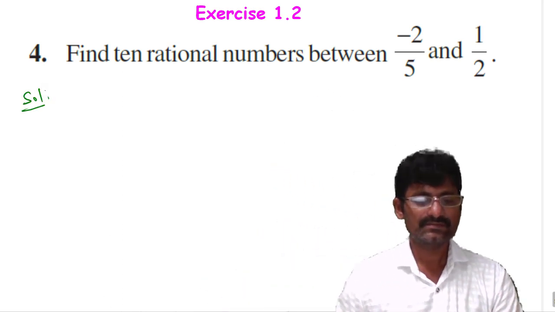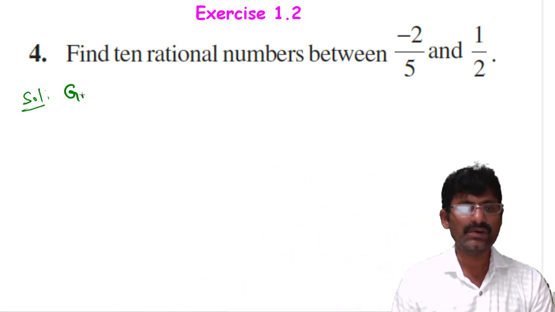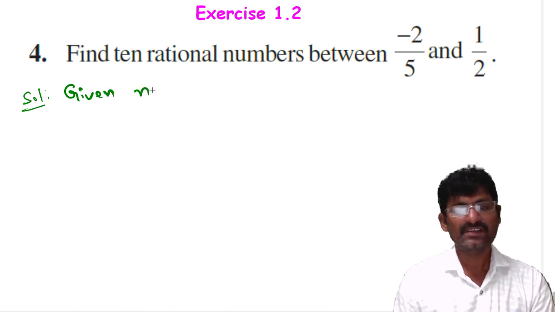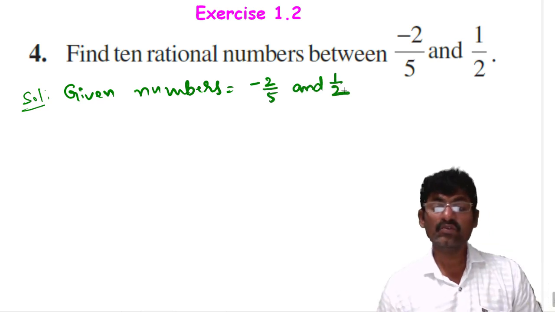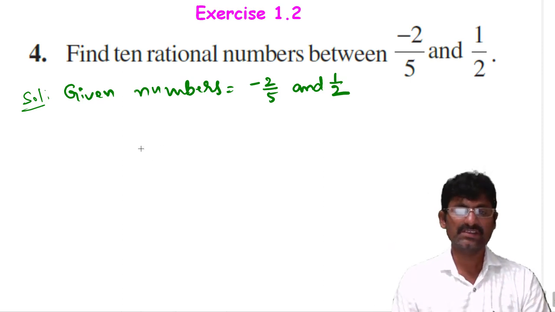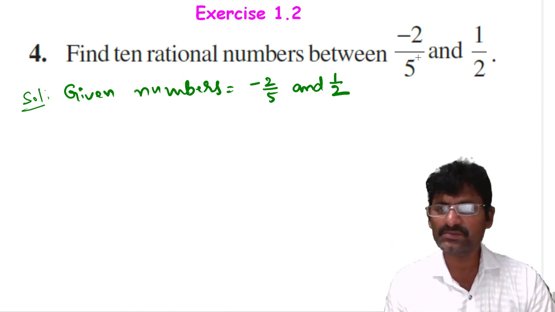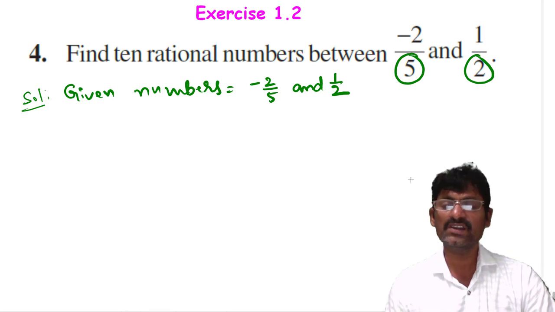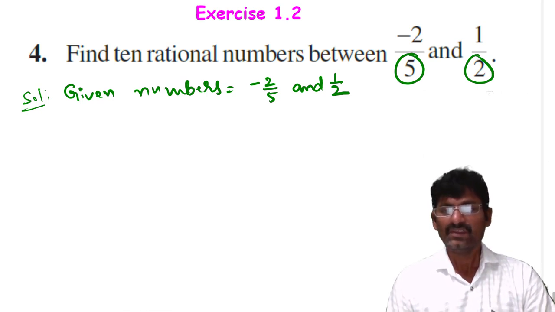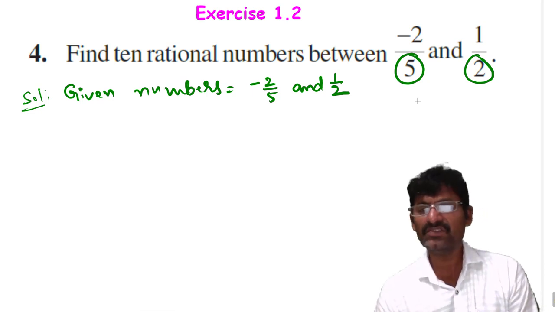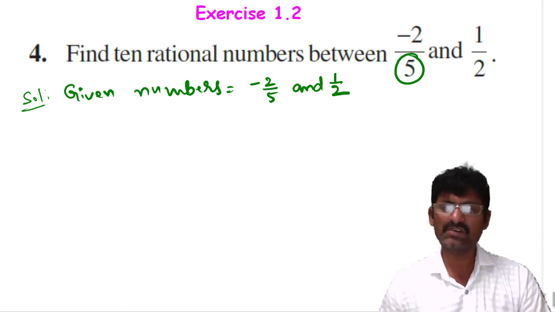Solution. Given numbers: negative 2 by 5 and 1 by 2. Now we need to equalize the denominators. For that, first observe the denominators 5 and 2. These are the denominators. We need to take the LCM of 5 and 2. What is the LCM of 5 and 2?